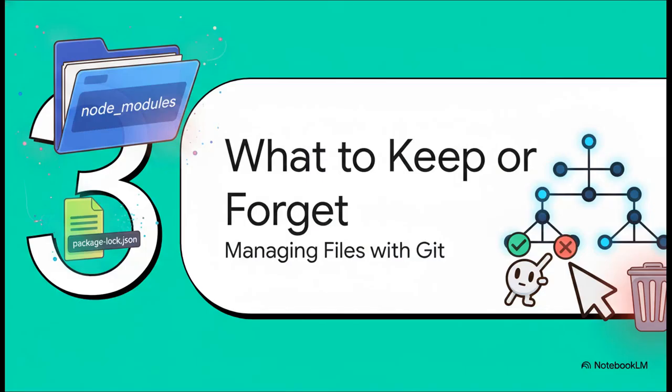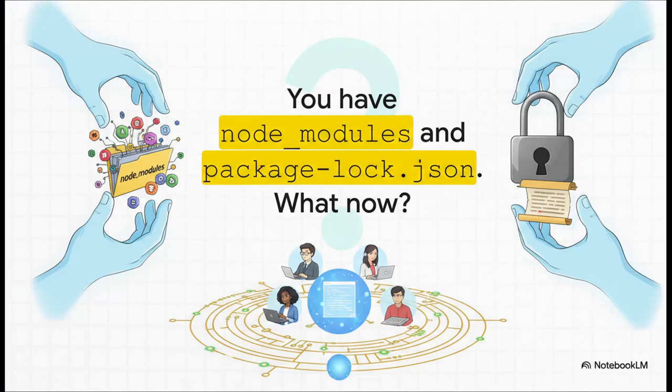Okay, so after running that install command, you're going to see two new things pop up in your project folder. First, a file called package-lock.json, and second, this absolutely massive folder called node_modules. So now we have a decision to make. What do we do with these things, especially when we're using something like Git for version control? And this is a classic question every developer asks at some point.